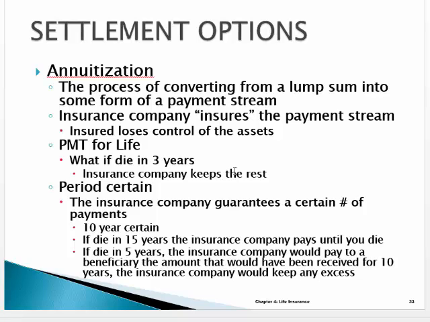What if it's a period certain? The company guarantees a certain number of payments, let's say 10 years. Well, if you die in 15 years, whatever's left over is going to stay with the insurance company because they've exceeded the 10 years of their guarantee. But if you die in 5 years, before the guarantee amount, they would pay the beneficiary the amount that would have been received for the 10 years. But again, they still keep whatever else is the excess. So moving to an annuity is really not something you want to do, especially if you have health issues.